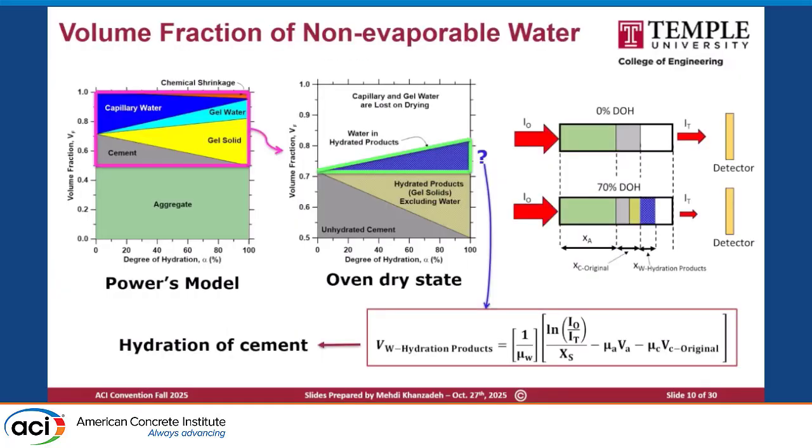So this is more about how we quantify this. Basically, we say if we oven dry our system after we prepare the samples, we get rid of all the free water in the system, in the pores. The only water left is the bond water, okay? So we can, again, expand the Beer-Lambert law, and we can quantify that volume of non-evaporable water over the depth of the sample.